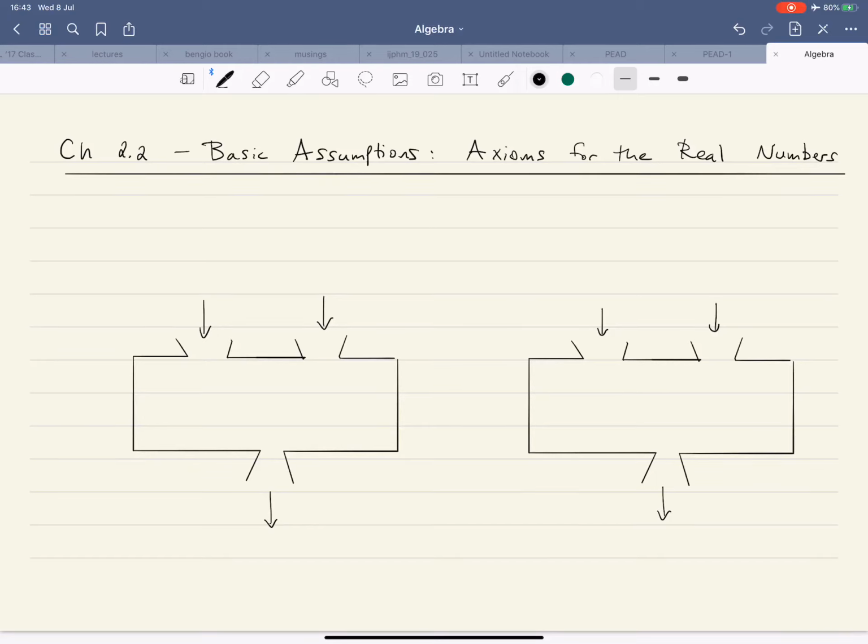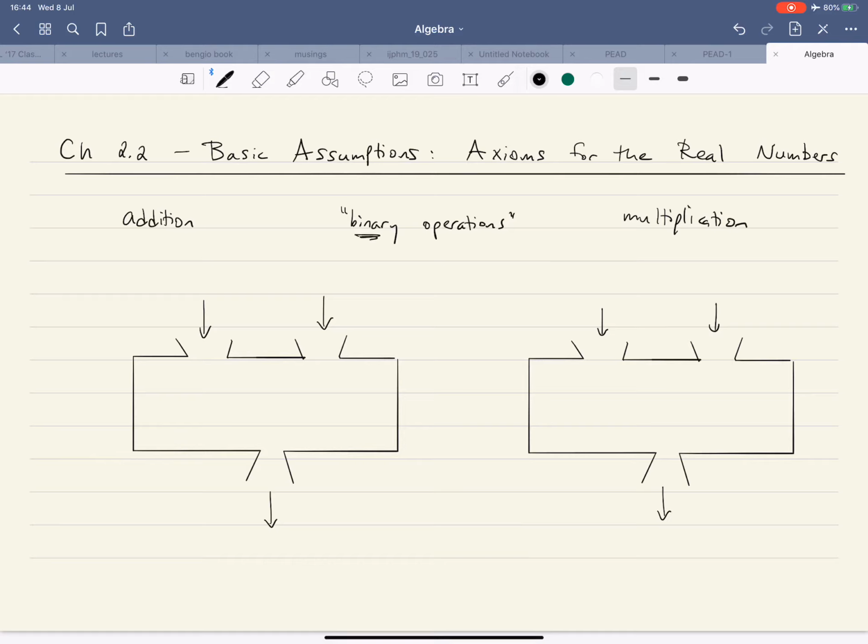Today we're going to talk about some basic assumptions or axioms for the real numbers. There are two operations that you do with real numbers. One is addition and the other is multiplication. There are a lot of other operations that you can do, but these are two basic operations. And these are referred to as binary operations. This is because each of these takes two inputs.